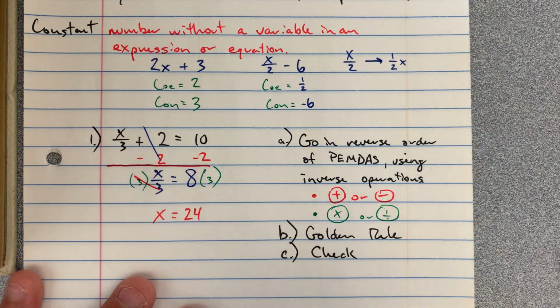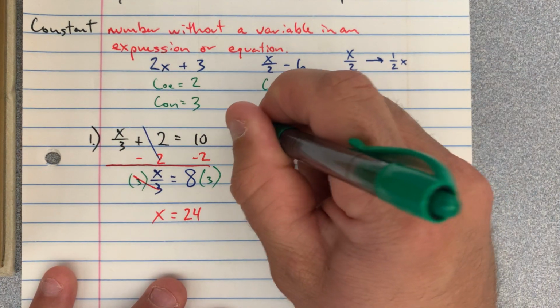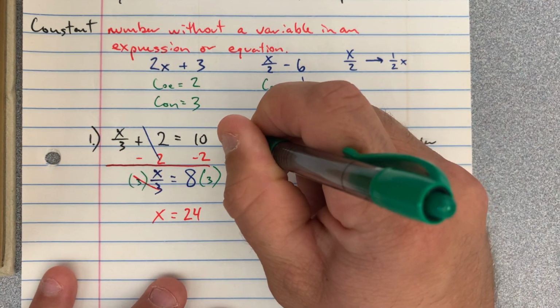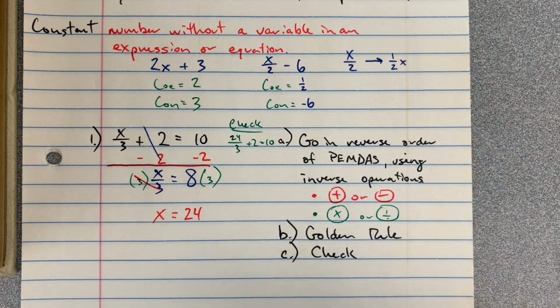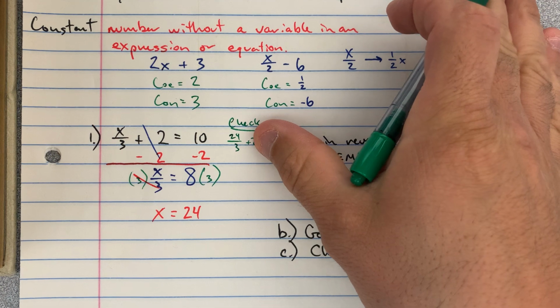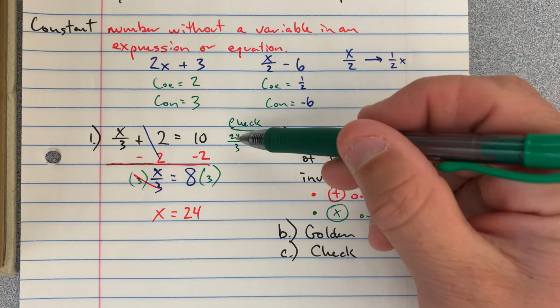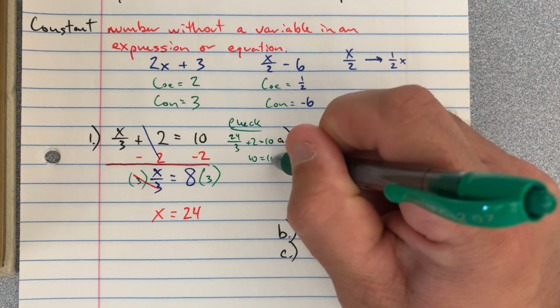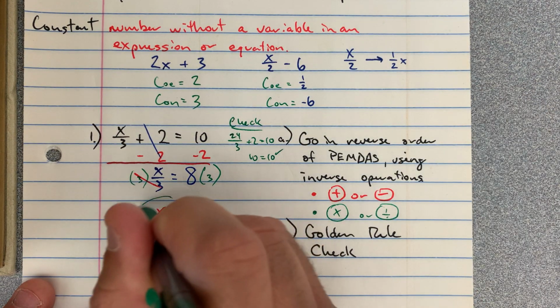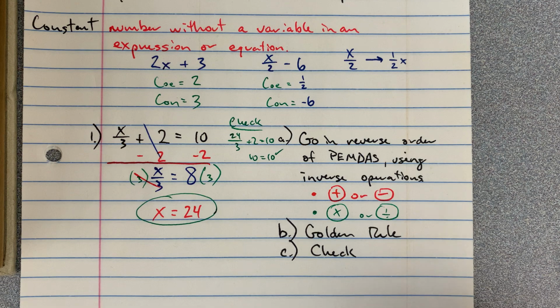I'm going to plug in 24 for our x. So 24 divided by 3 plus 2, hopefully that equals 10. So in my brain, I'm going to solve this left side according to order of operations. 24 divided by 3 is 8. 8 plus 2 is 10. Does 10 equal 10? Yes, it does. That is my solution.